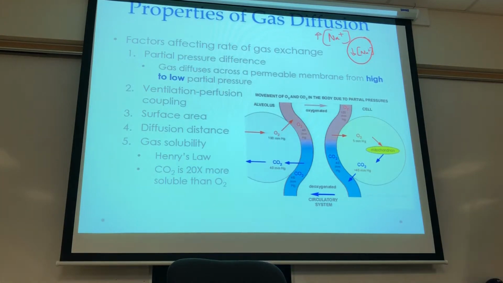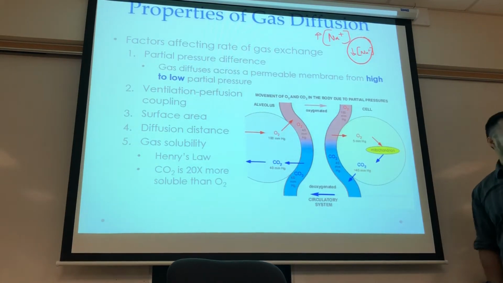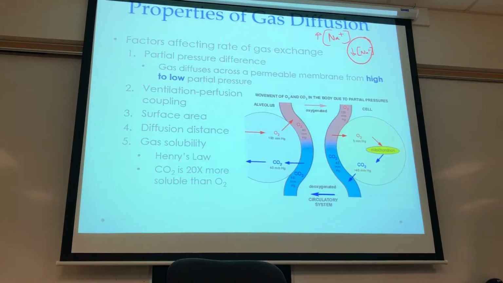The second is to make sure that our ventilation and perfusion are properly coupled, meaning that we have optimal ventilation and we have optimal perfusion. If neither of those is working, whether it's ventilation or perfusion, then we're not going to get gas exchange to occur. And surface area, the 750 cubic feet that I talked about for the alveoli represents the surface area. So an increase in surface area will increase the amount of gas diffusion that takes place.